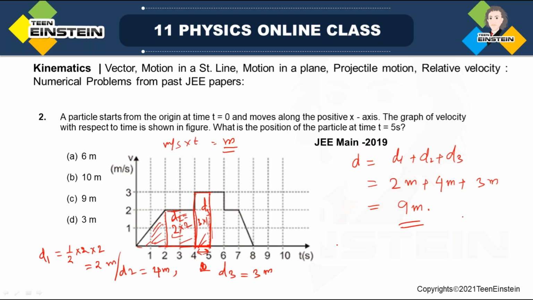So what is the displacement after 5 seconds, or position, will be x is equal to x at t is equal to 0 plus d. So what is the position? Position at t is equal to 0 was 0, and this is 9 meter. So ultimately 9 meter will be the position along the x-axis. So the position will be 9 meter from the origin, 9 meter away from the origin. Okay, so here option C will be the correct answer.